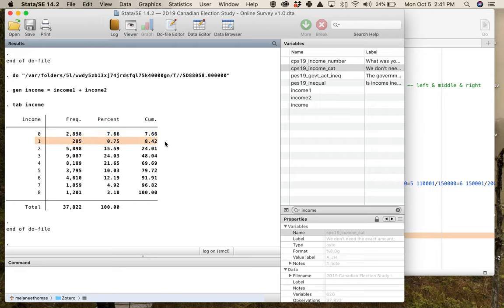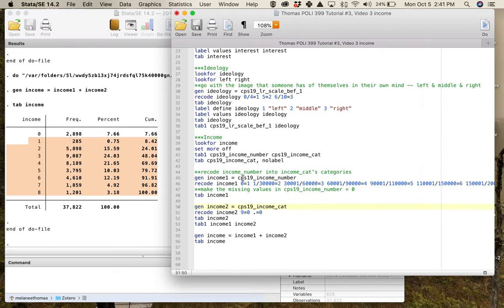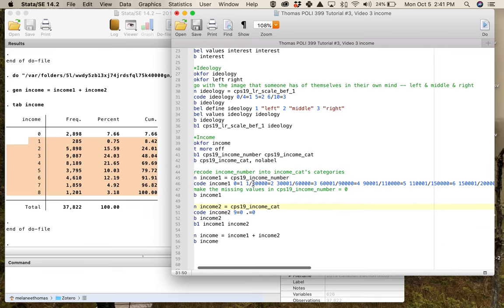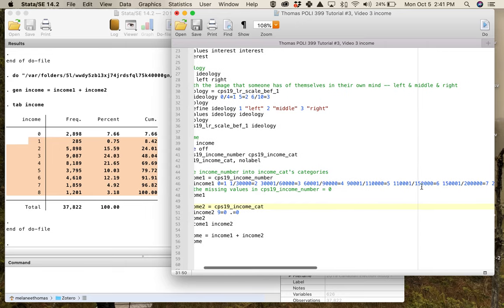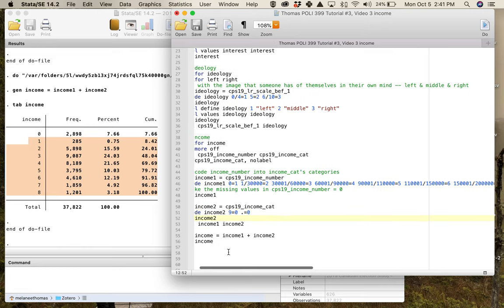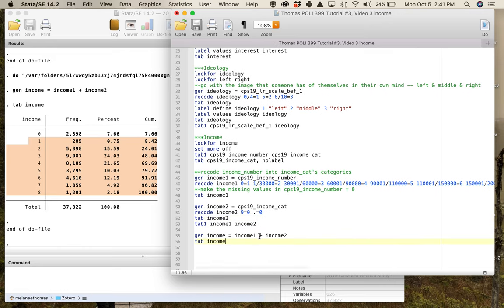Here's my no income people, and then I just go up to my maximum. So I know that 1 through 8 tells me something important about their income. I know what 1 through 8 mean. 1 is no income, 2 is up to 30,000, 3 is 30,000 and 1 to 60,000, so on and so forth, right? So I have notes here that tell me what each one of those categories is, but 0 is just genuinely missing. So now I'm going to recode income.